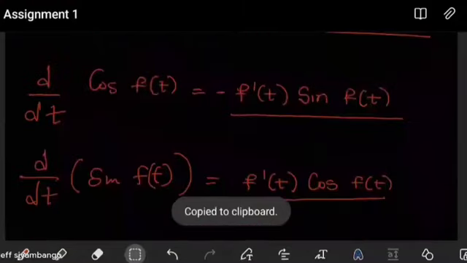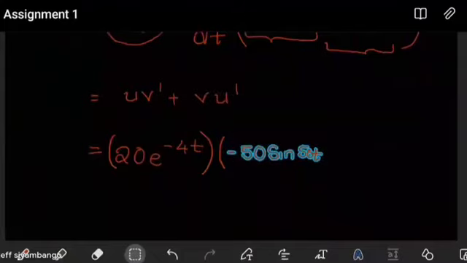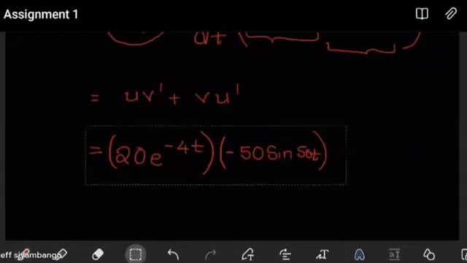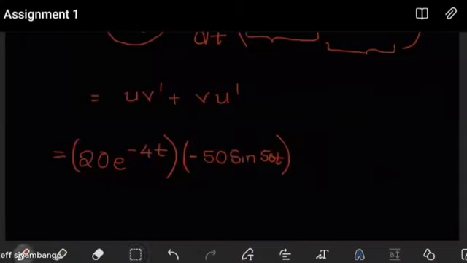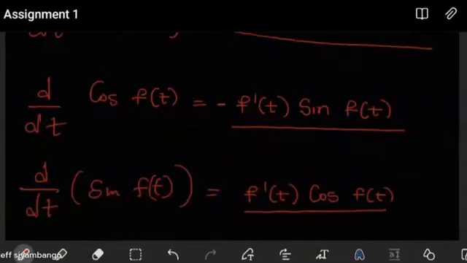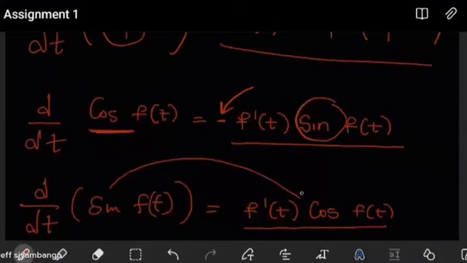Sorry, sir, I've got a question. Go ahead. Yes, you can ask. About V prime, I'm wondering where the negative has come from, since you said the derivative of cos is sine. The derivative of cos is negative sine. Here, the derivative of cos is negative sine. So I wrote the sine here and I put the negative at the beginning. Okay, noted. The derivative of sine is positive cos.